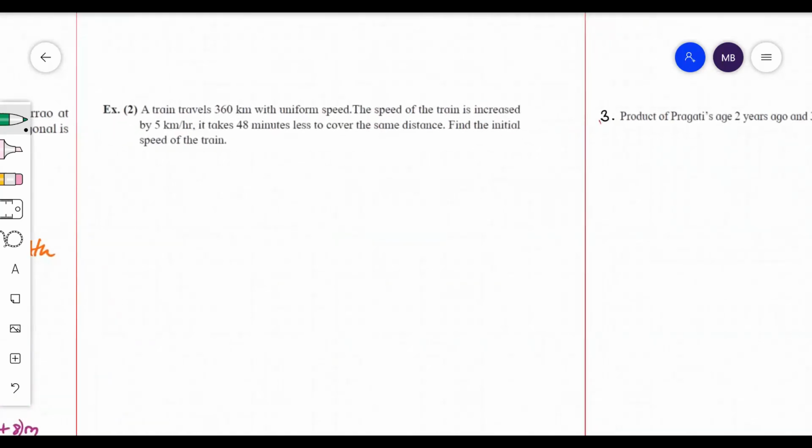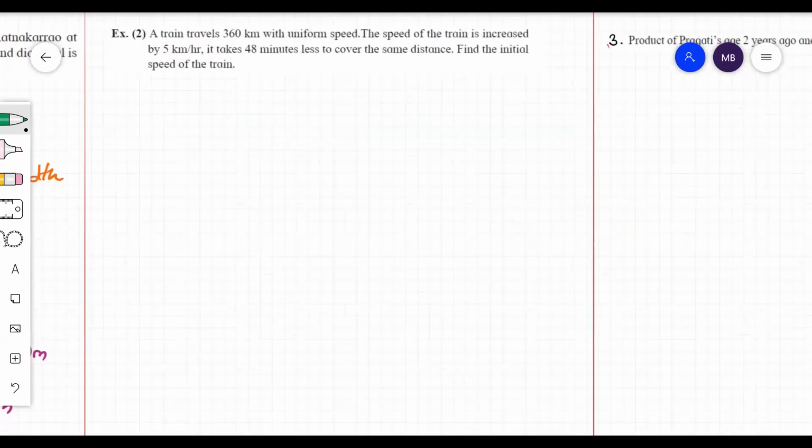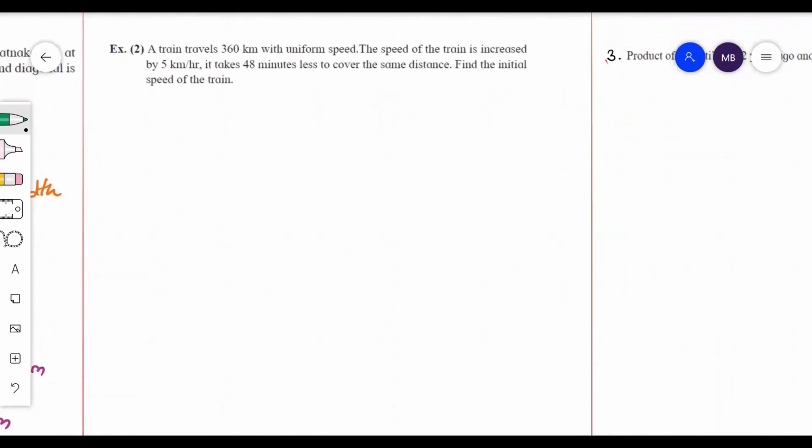We have speed related problems now. These are also one of the important types. So let's see. A train travels 360 kilometers, so distance is 360, with uniform speed. The speed of the train is increased by 5 kilometer per hour. It takes 48 minutes less to cover the same distance. Find the initial speed of the train.